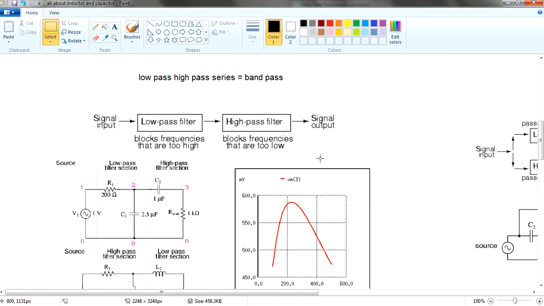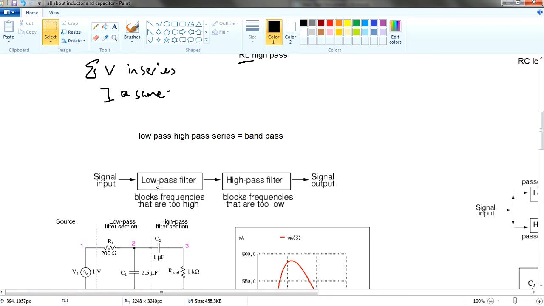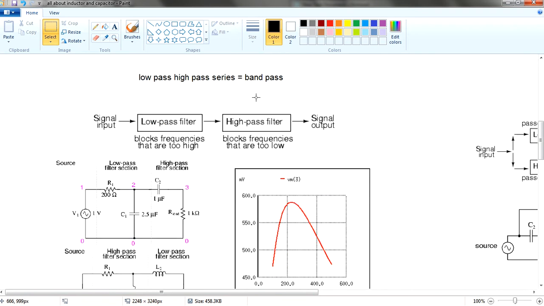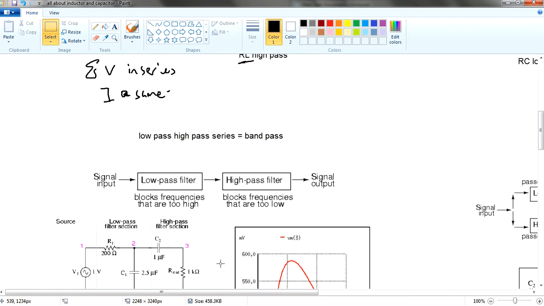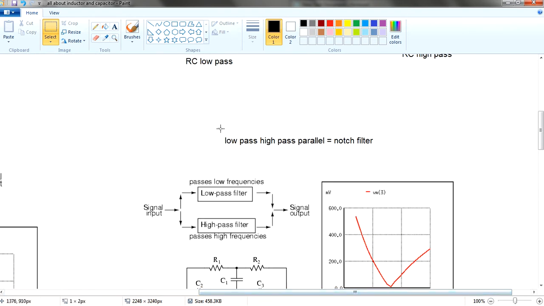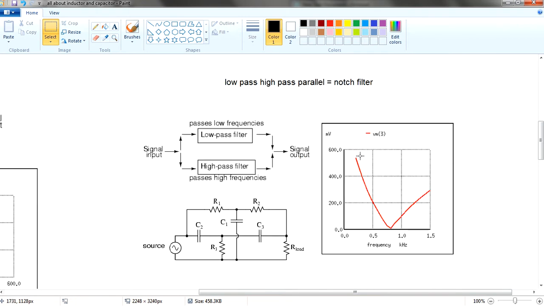So what are the things that you can create? If you put high pass and low pass in series, you're going to get a band pass. So you're going to get this one over here. If low pass and high pass connect in parallel, you're going to get a notch filter.